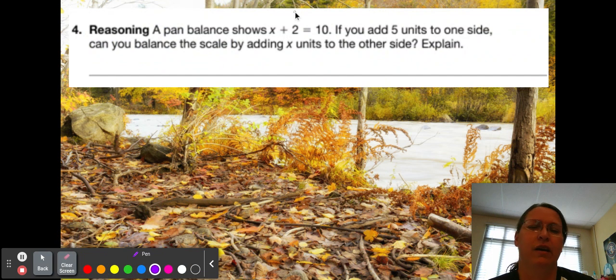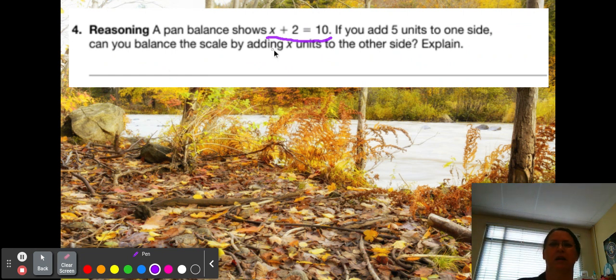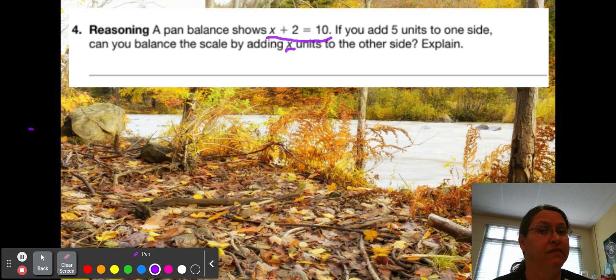Let's look at this one. If a pan balance shows x plus 2 equals 10, and if you add 5 units to one side, can you balance the scale by adding x units to the other side? What do you think? Well, for this problem right here, I would have to add 5 units to the other side. I can't add x units. If my problem is 8 plus 2 equals 10, 8 is x. So if I add 5 units on one side, I have to add 5 units to the other. I cannot add 8 because 8 is what x is, because one side would get me 18 and the other side would get me 15.